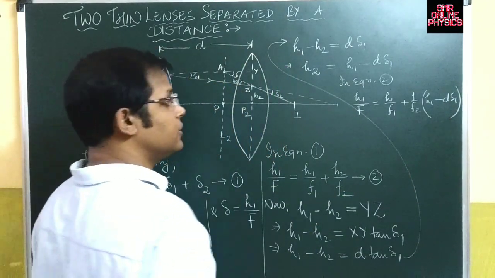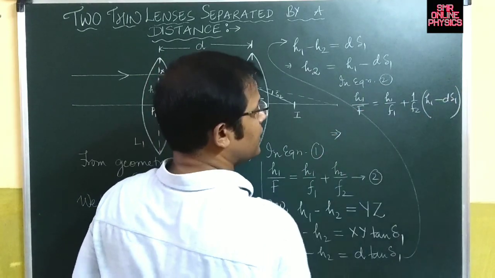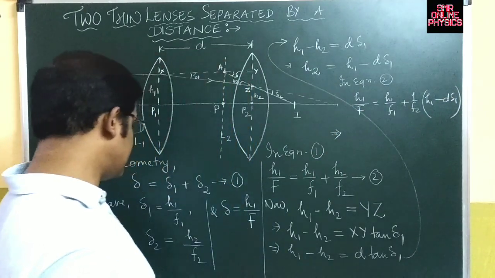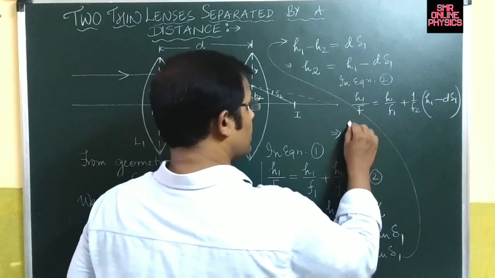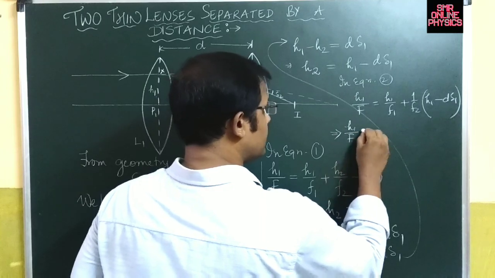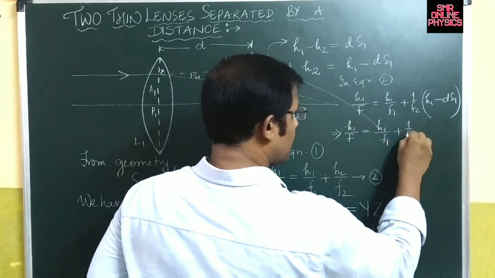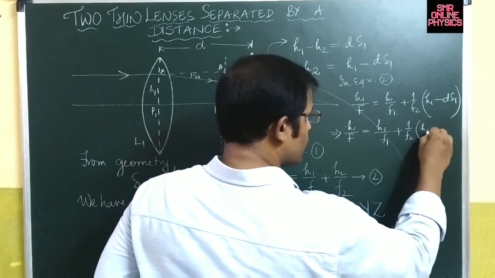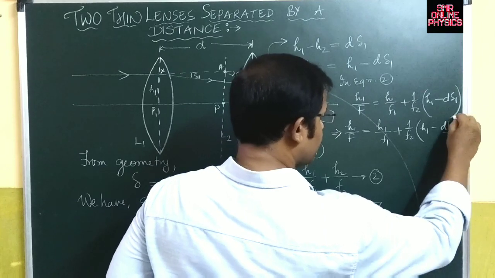Everything clear? Good. Nothing should get cancelled there. h1 is common, my dear. You can see that delta 1 could be removed. Delta 1 can be written as h1 by f1. So let us write one more extra step here. So you'll find h1 by f1 plus 1 by f2, h1 minus d h1 by f1.